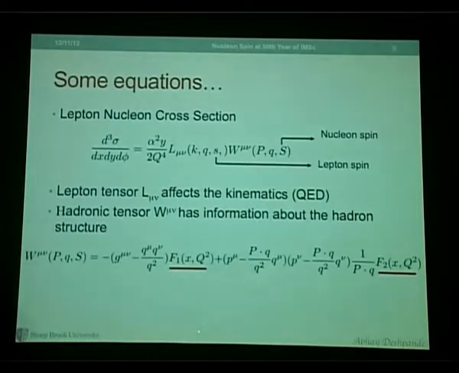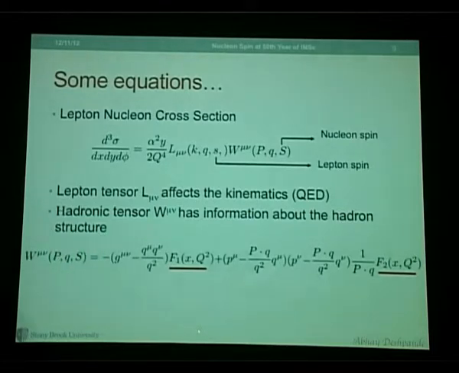I have very few equations in this talk on the theoretical side, but this is one of them. I have to use them to introduce some of the concepts. So the lepton-nucleon cross-section is written in this part here. There are 2 parts to it. There is a leptonic part and there is a nucleon spin part. The lepton tensor L mu nu affects the kinematics. It is purely a QED term. And the hadronic tensor W mu nu has information about the hadron structure.